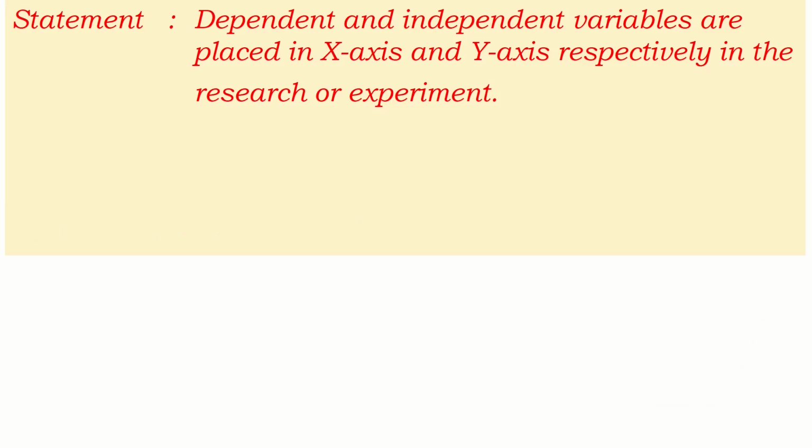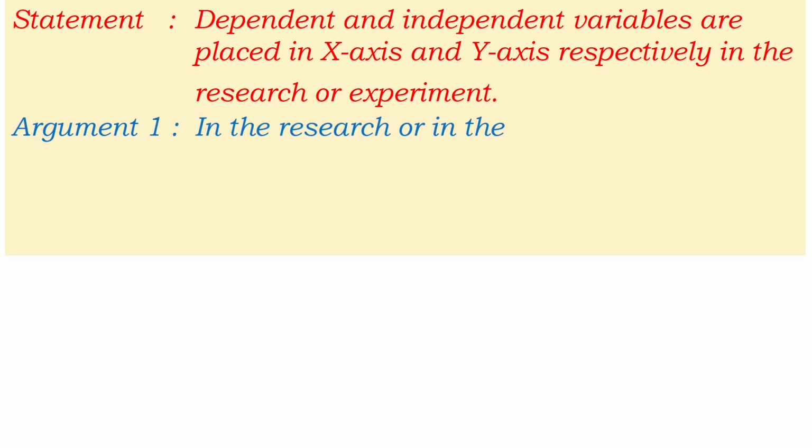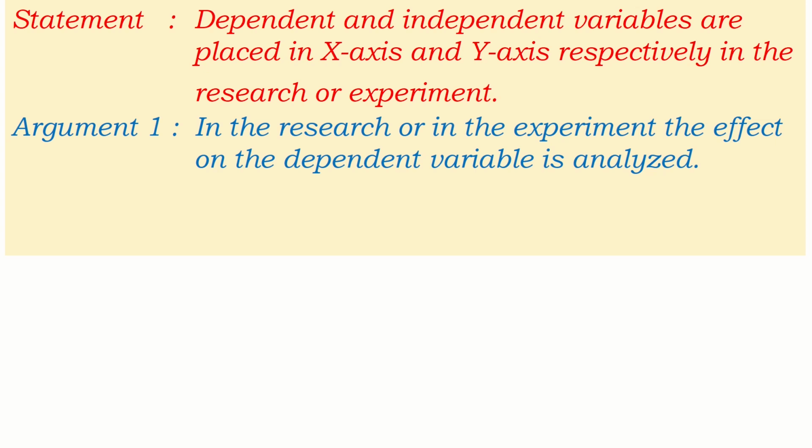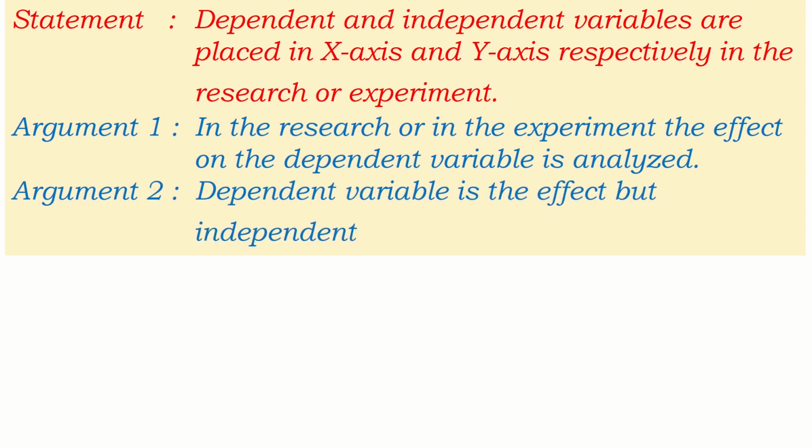A statement is given. Dependent and independent variables are placed on the x-axis and y-axis respectively in the research or experiment. Whether this statement is correct or not, think about this. Here an argument is told: in the research or in the experiment, the effect on the dependent variable is analyzed. Whether this is correct or not, just think about this. And argument 2 is there: the dependent variable is the effect, but the independent variable is its cause. Is this correct?